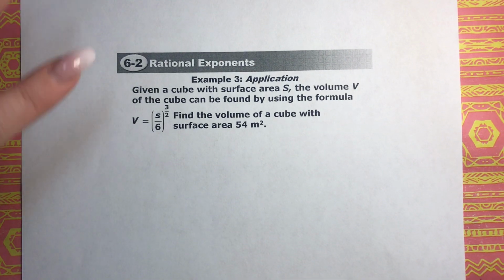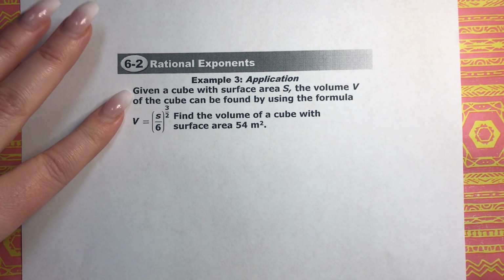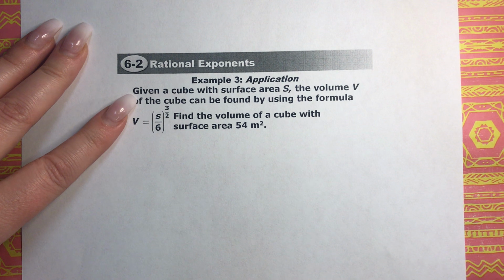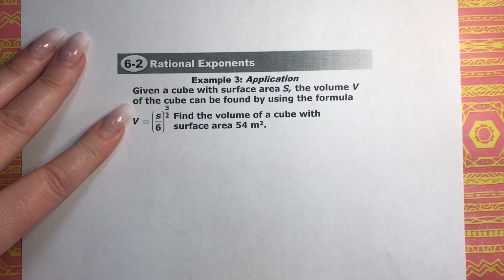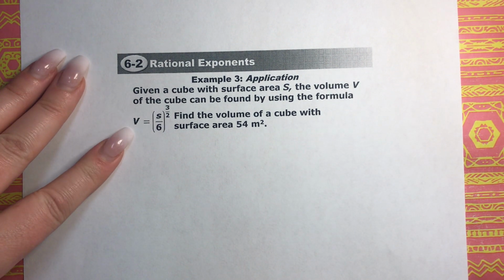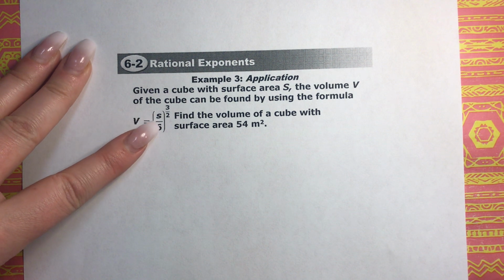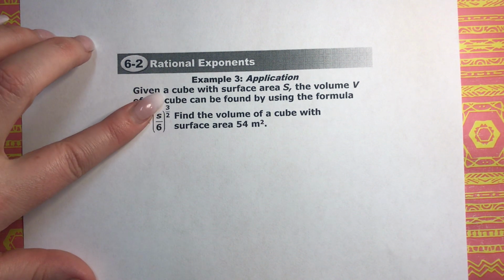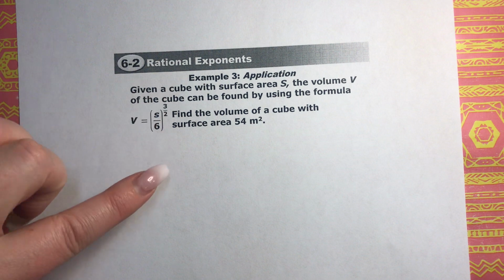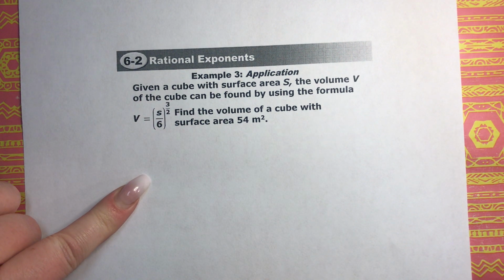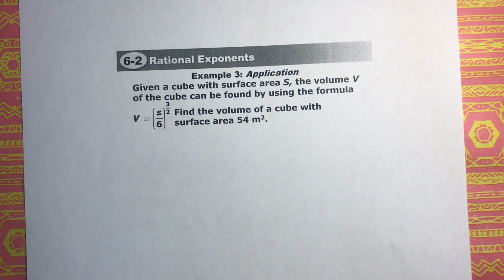All right, let's go ahead and look at example 3. It's an application. It says, given a cube with surface area S, the volume of the cube can be found by using the formula V equals the surface area divided by 6, all raised to the 3/2 power. Find the volume of a cube with a surface area of 54 meters squared.